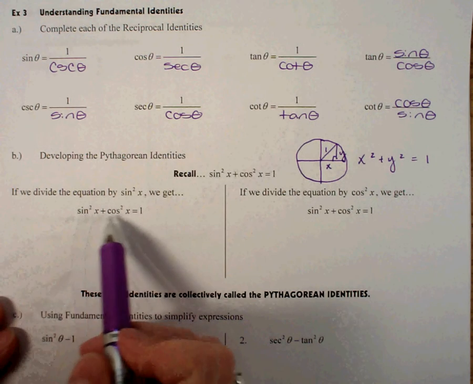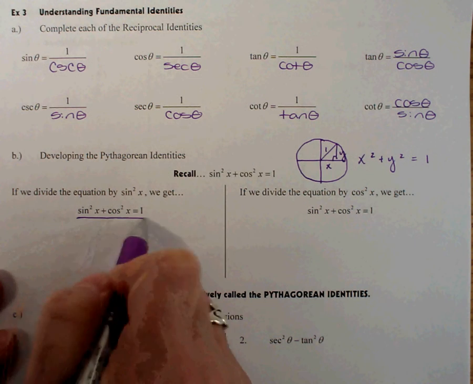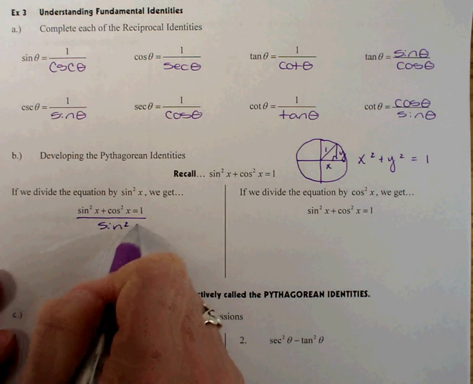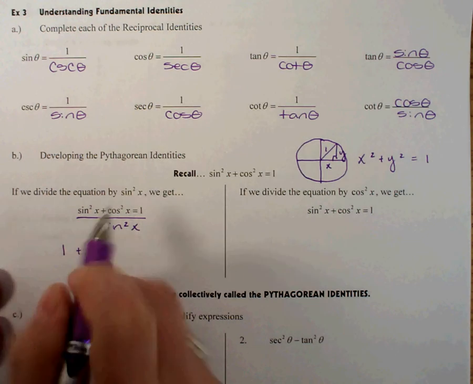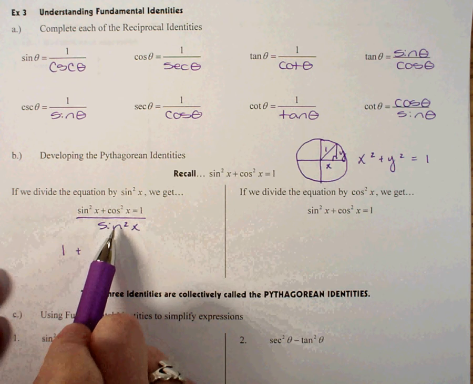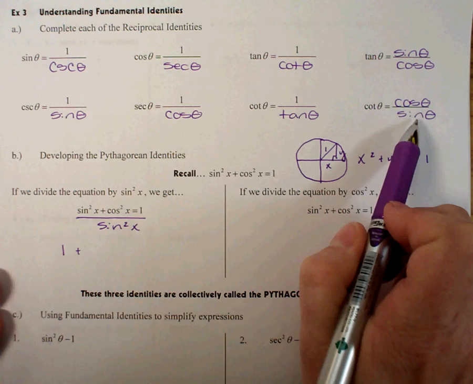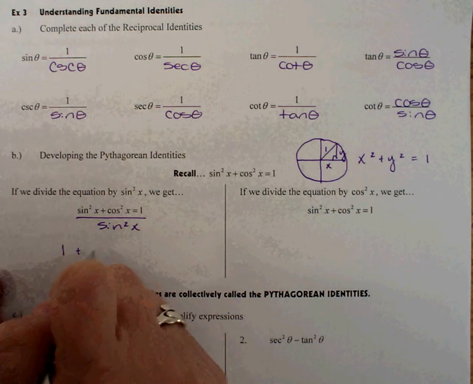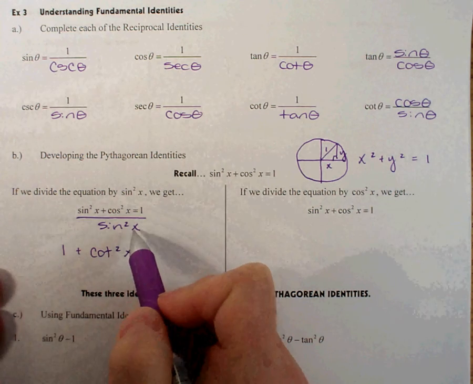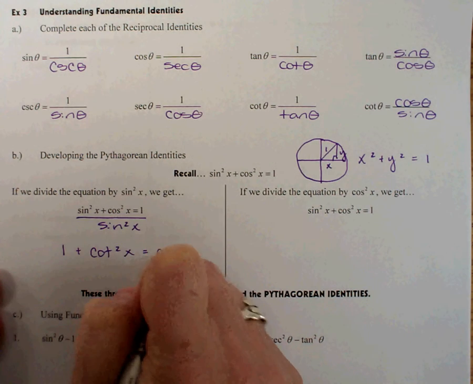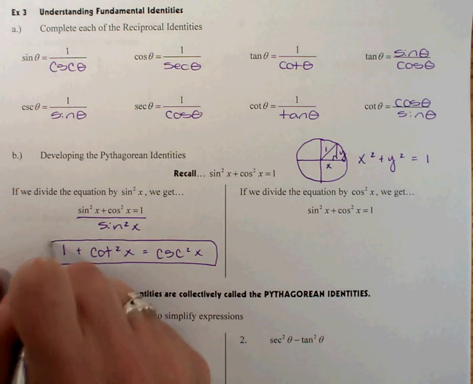So if we take the original Pythagorean identity and we divide everything through by sine squared and begin simplifying, we would have sine squared over sine squared, or 1. We would have cosine squared over sine squared, and from up above, we can see that cosine over sine is our cotangent, so we can rewrite this as cotangent squared x. And 1 over sine squared we understand to be cosecant squared x. So we're going to mark this one off.